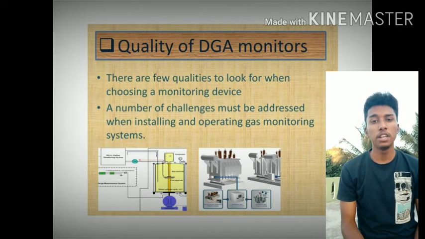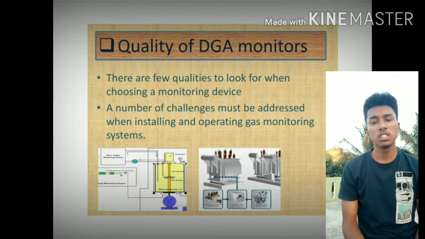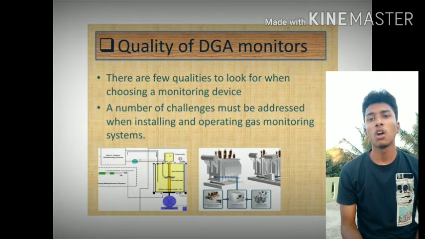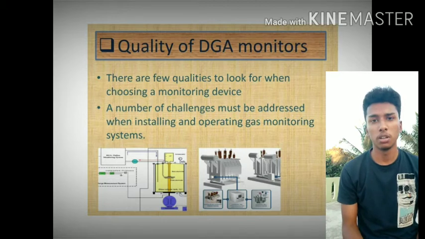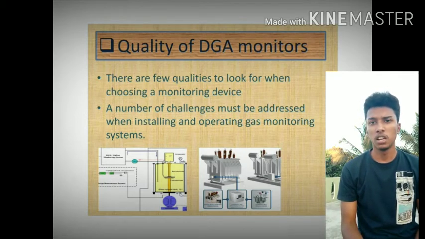Let us have a brief look at DGA monitors. DGA stands for Dissolved Gas Analysis. These DGA monitors are a kind of sensor which provides us information about the quality of transformer oil. Let us see the need of DGA monitors.